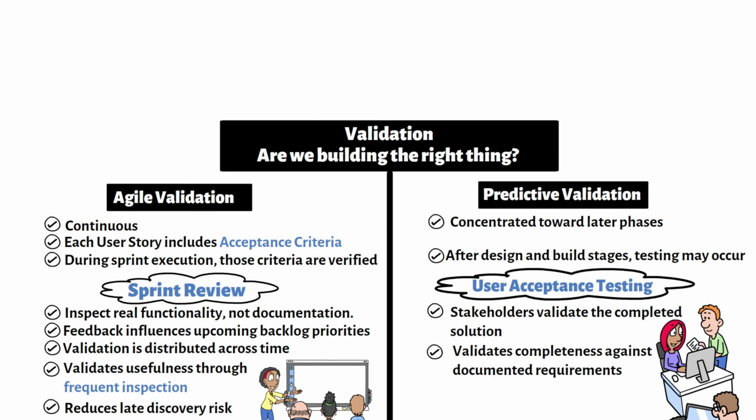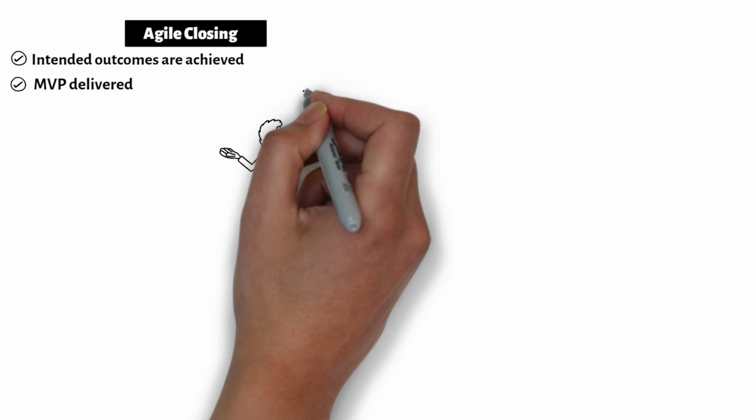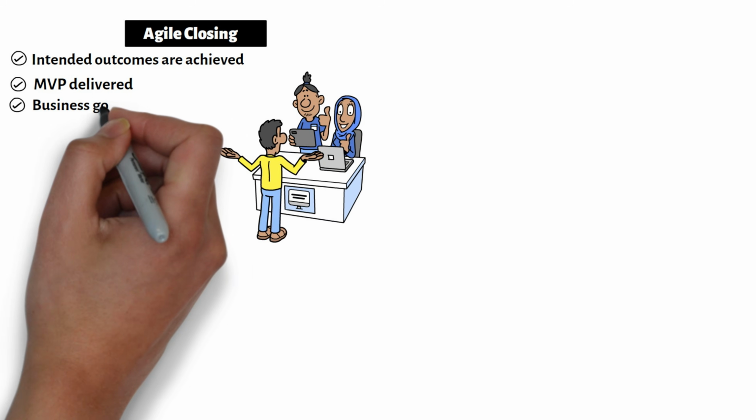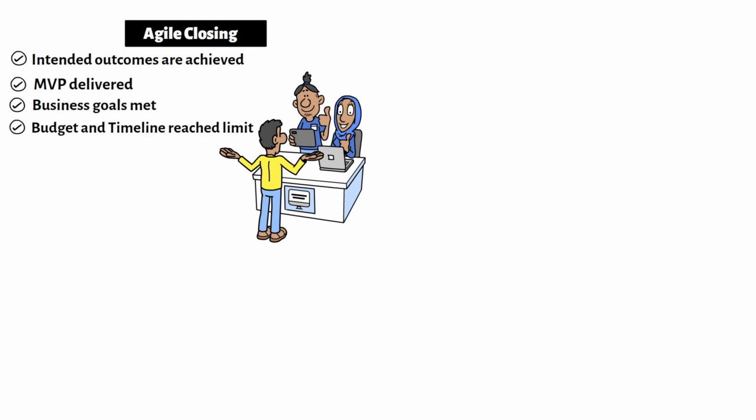Eventually, every initiative reaches an endpoint. In Agile, closure is not about finishing a list of work. It's about deciding whether the intended outcomes have been achieved. That might mean the minimum viable product is delivered, the key business goals are met, or the budget and timeline have reached their limit. At that point, the team doesn't go through a rigid shutdown process.